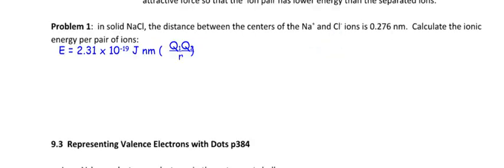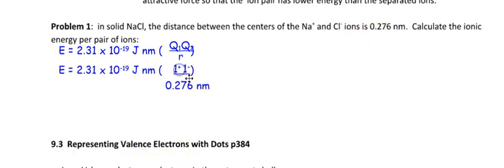All right, so it says in a solid sodium chloride, the distance between the centers of a sodium ion and chloride ions is 0.276 nanometers. Calculate the ionic energy per pair of ions. All right, so here is our equation. And so E equals 2.31 times 10 to the negative 19th joules nanometers, Q1, Q2. So what's the first thing? Well, what's Q1, Q2? What's the charge of sodium? +1. What's the charge of chloride? -1. What's R? 0.276 nanometers.